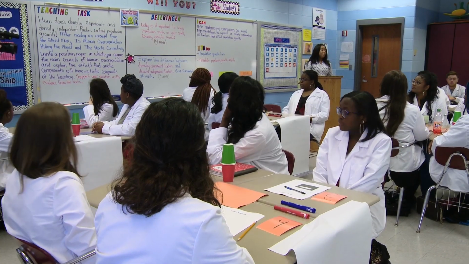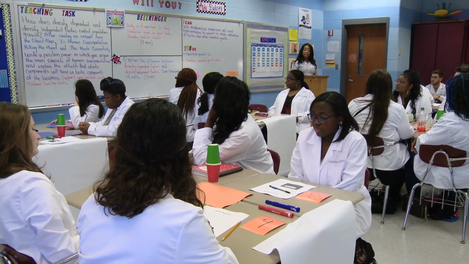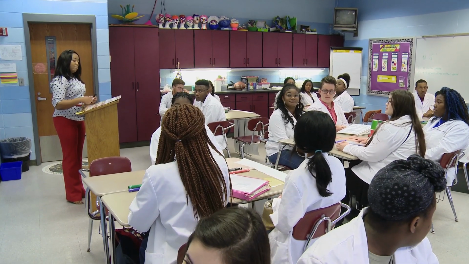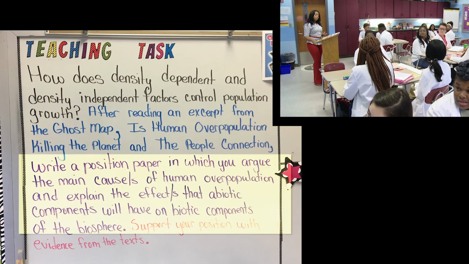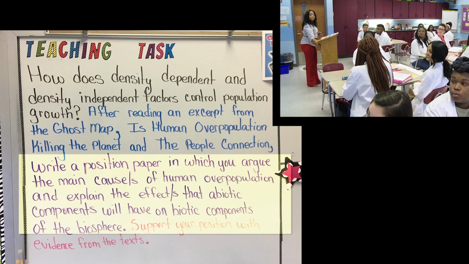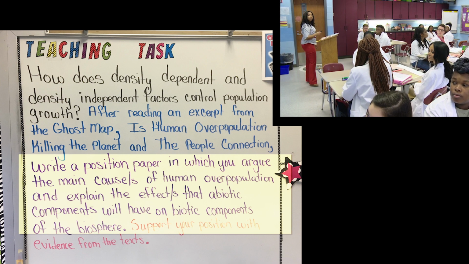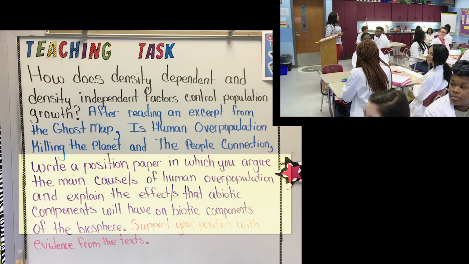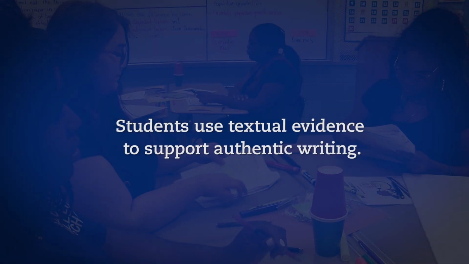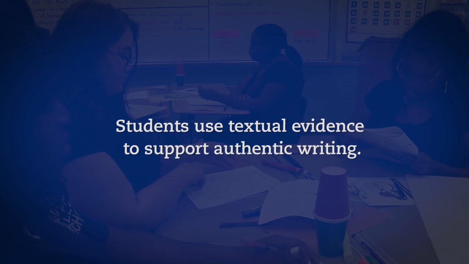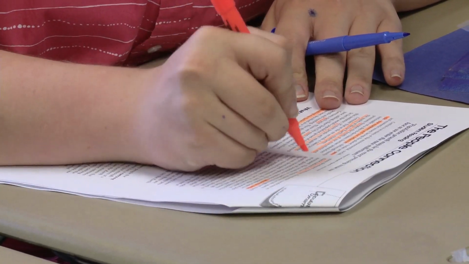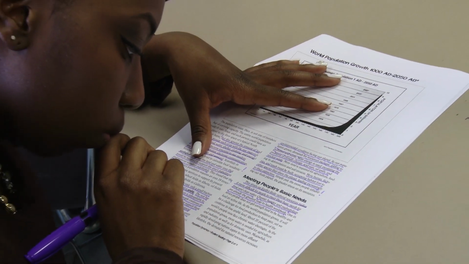The last part, our final writing product. I need red 1. Tell me what's our final writing product. Write a position paper in which you argue the main causes of human overpopulation and explain the effects that abiotic components will have on biotic components of the biosphere. Students use evidence from texts in either short or extended writing to demonstrate critical thinking about essential content.